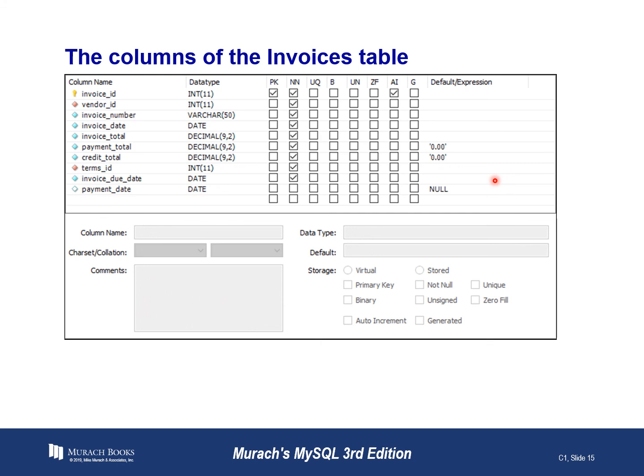Each table can also contain a numeric column whose value is generated automatically by the DBMS. If you take a look at this AI, it doesn't stand for artificial intelligence, it stands for auto increment. And this is checked for invoice ID. So invoice ID will be managed and incremented automatically by the database management system, DBMS. In MySQL, a column like this is called an auto increment column. You'll learn more about defining auto increment columns in chapter 11.